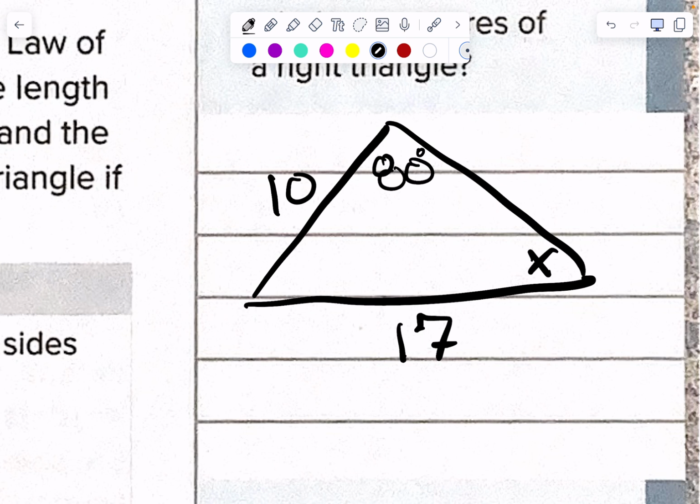This is a law of sines problem, by the way, but I want to do him before we do the law of cosines real quick. Okay, so draw him off to the corner somewhere on your paper. And you need your calculator.